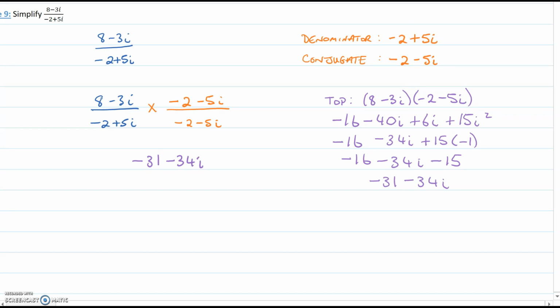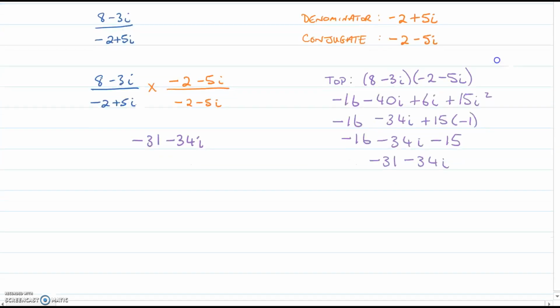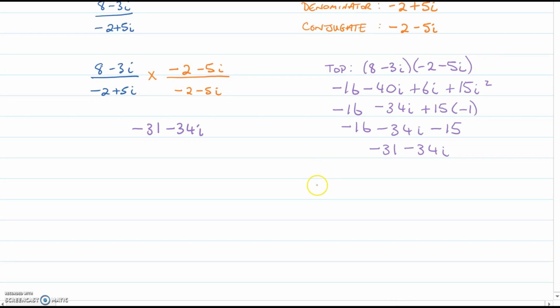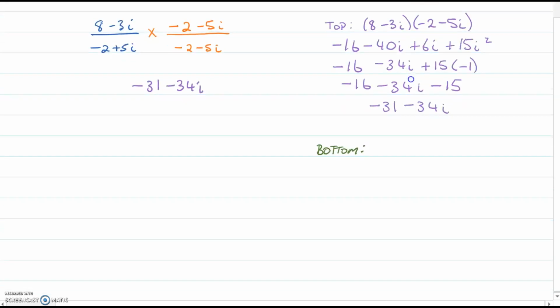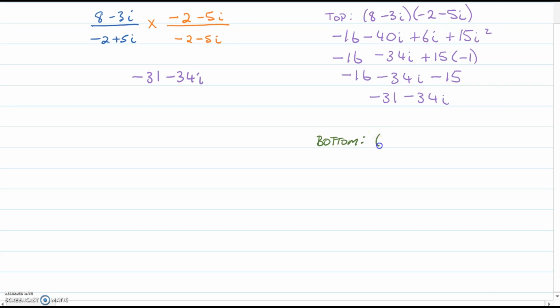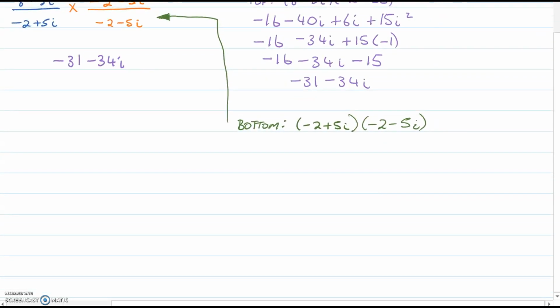So we'll go now to fix the bottom, and let's see what happens. On the bottom, we're going to multiply negative 2 plus 5i. We've already done the top, but it's going to be negative 2 plus 5i by negative 2 minus 5i. I'm just going to move this over a little bit so that I have more room.